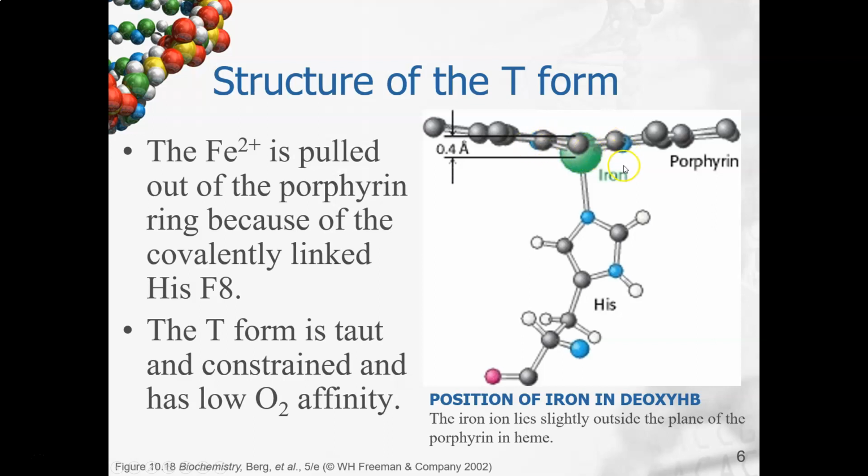The iron is bonded here. There are 4 bonds to nitrogen in the porphyrin ring. That causes this porphyrin ring to pucker a little bit. It pulls the iron out of the plane of the ring, and it makes it really difficult for oxygen to bind when the iron is in that configuration. So when hemoglobin is in this T or taut form, it has a low oxygen binding affinity because the iron is pulled out of the plane of the porphyrin ring.